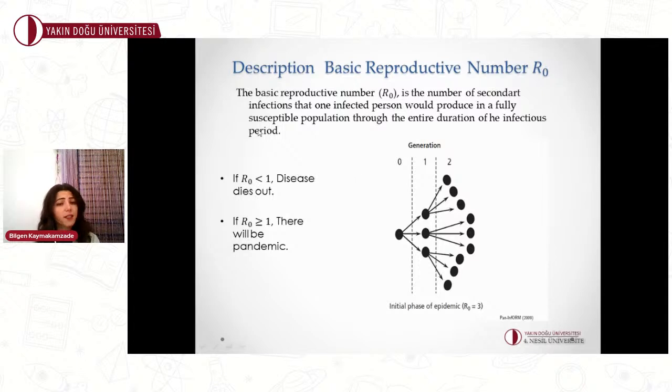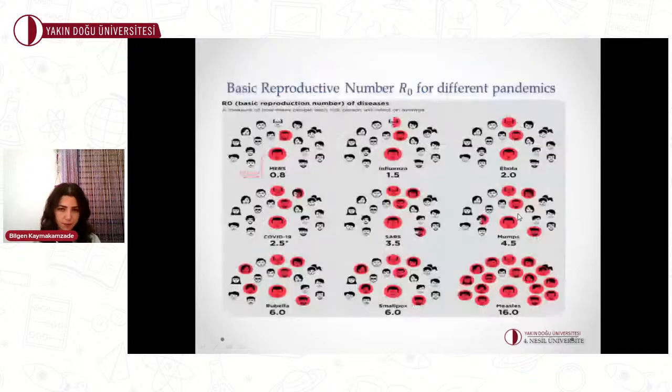So we are saying that if R0 is less than 1, the disease is going to die out. So there will be no pandemic in that area. But if R0 is greater than or equal to 1, then there will be a pandemic, and we have to be careful about these illnesses. Here you can see some diseases which take their place in the literature.